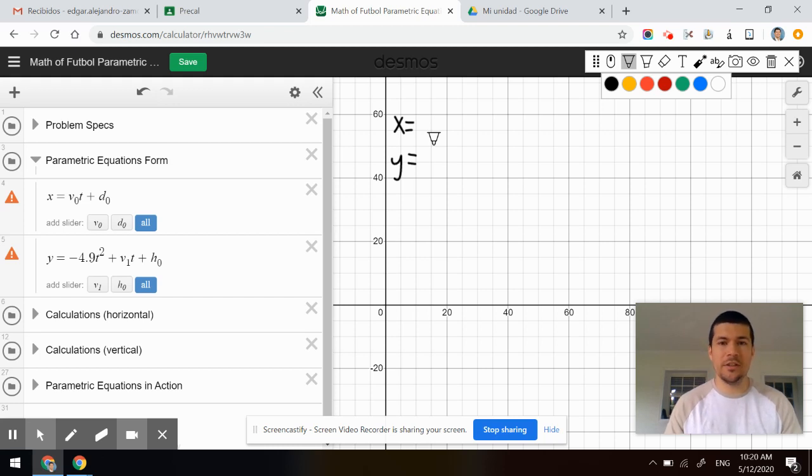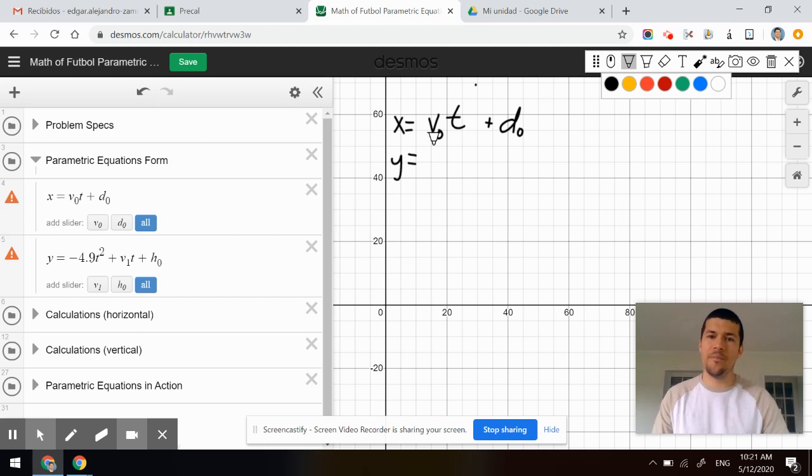So let's look. Again, we're going to make x a linear function. Our slope is going to be the velocity, and v sub 0 means the initial velocity, times time. So this is like your mx plus, we're going to say d sub 0, which is the initial distance at which the ball was, where the ball was. So its initial horizontal distance.